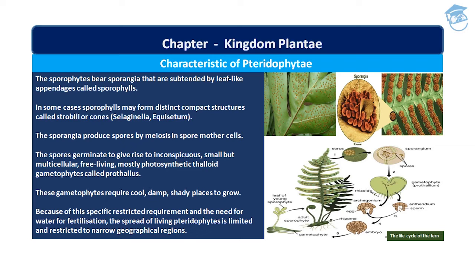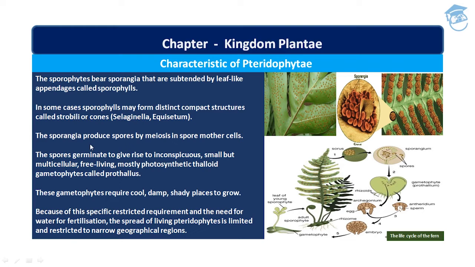I'll show you later what strobili is, but for the time being, just know that the sporophyte bears sporangia, and they are subtended by leaf-like appendages, which are called sporophylls. In some cases, sporophylls may form a distinct compact structure, and that forms strobili, which is also called a cone. This can be seen in Selaginella and Equisetum.